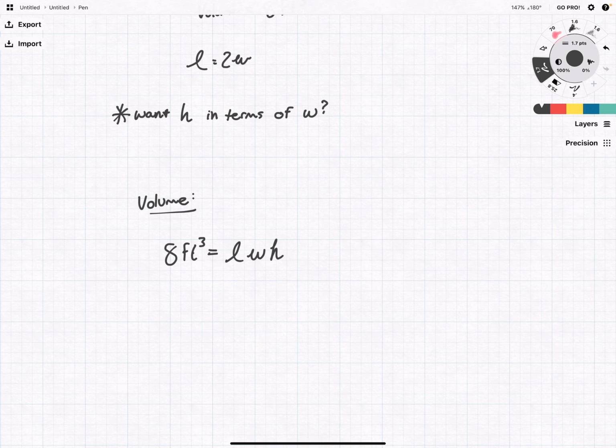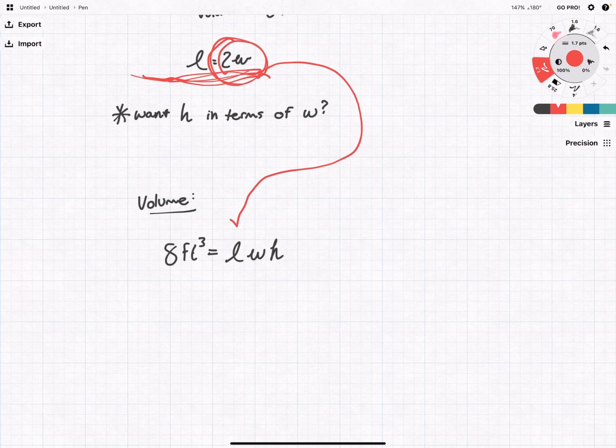So here, sorry, let me underline where I say here. That way you can see it. Here in red, it says L equals 2W. So what I want to do is I want to actually substitute in this 2W wherever I see an L, which would be right there. So now that's going to give us 8 feet cubed equals 2W times W times H. Ooh, that's kind of a rough H. There we go, times H.